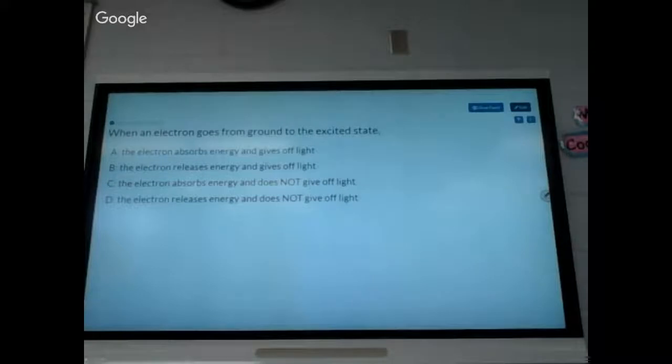All right. So the answer should be C. We got 2 people with the right answer. The electron absorbs energy as it goes from the ground to the excited state, right? It does not give off light if it absorbs energy. It gives off light as it releases energy.